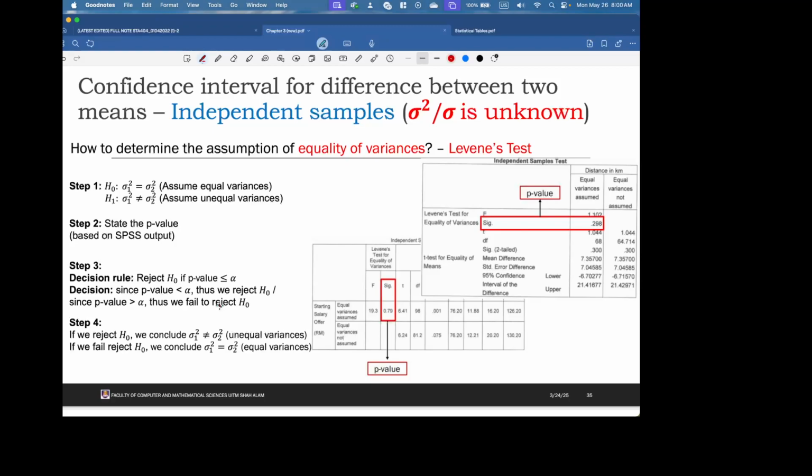So we do what we call the Levene test, and this Levene test I will explain in detail in a different video. But based on this, we can determine whether we want to use the first formula or the second formula. So let's take a look at an example.